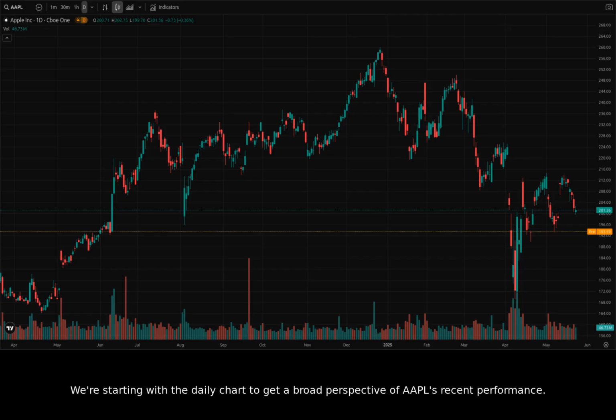We're starting with the daily chart to get a broad perspective of AAPL's recent performance. Looking at the daily chart, we see that Apple's been trading within a wide range for quite some time. We can see a recent dip after Trump's tariff threat. There's some pretty huge candles too. The price recently dipped to 186.88 today, May 23rd, a pretty big drop from the past few days. The Morgan Stanley news probably contributed to this, the cut in price target.